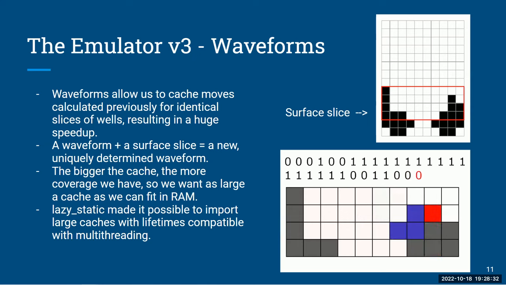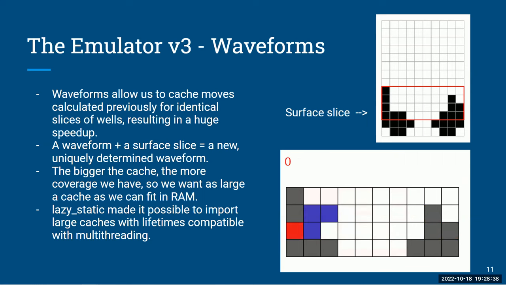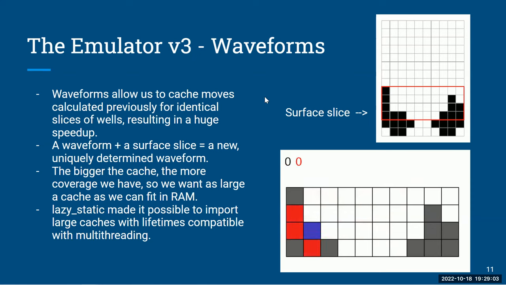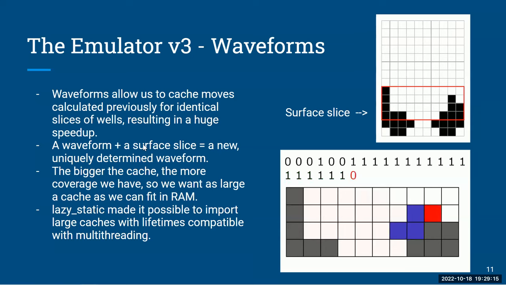And what we invented is what we called a waveform. A waveform is a representation of every possible position with a zero if the position is invalid and a one if the position is valid. With this, we can store very succinctly all of the possible positions that a piece could have in this given four-line slice of a well. And the key discovery we made is that a waveform plus a four-line slice of a surface will always give you the same identical waveform one block down. So if we could store that in a cache, we could simply reference the combination of previous waveform and new surface slice to get the new waveform.